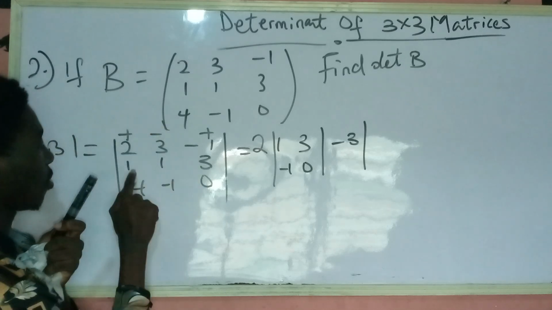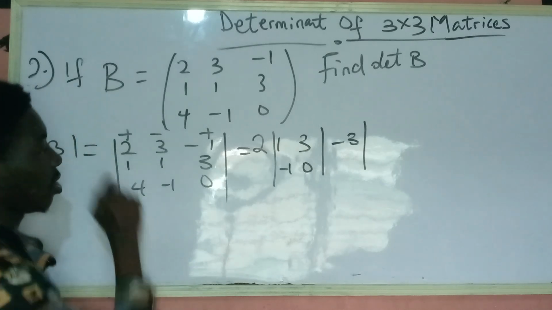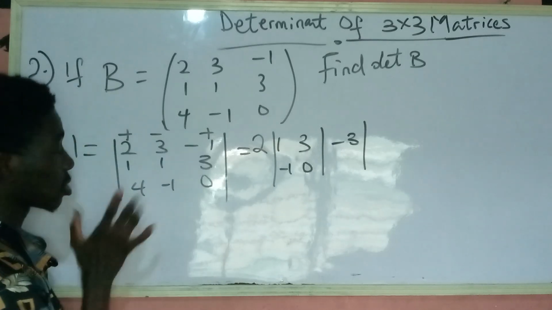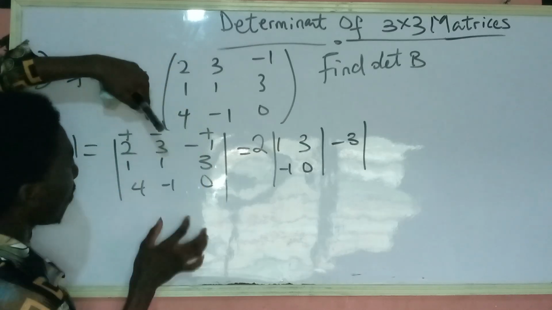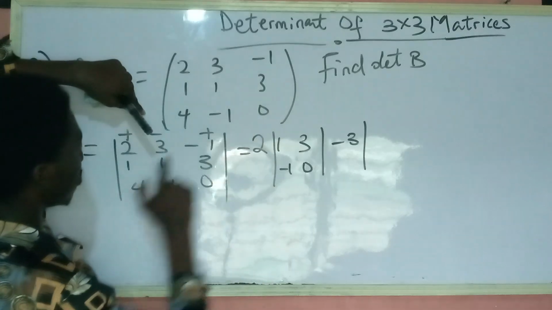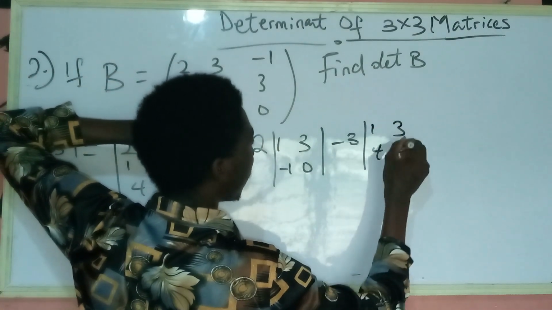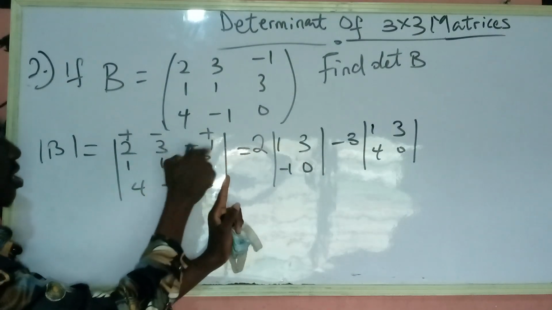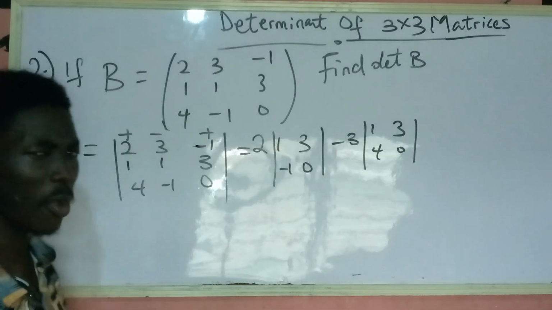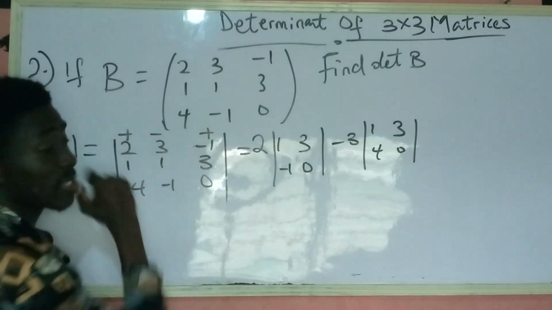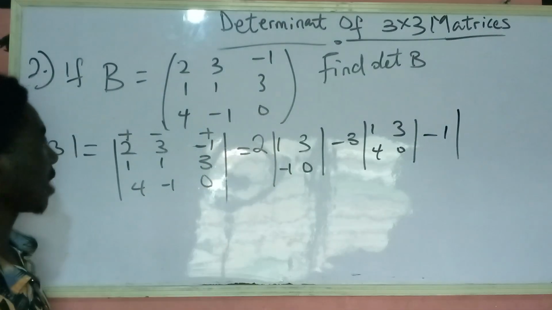3 occupies this whole column, so I'm left with 1, 3, 4 and 0. Also 3 occupies this row. That's the reason why I have 1, 3, 4 and 0. Last one is minus 1. Minus 1 is there already. So plus times minus is still minus. So I'll be left with minus 1.